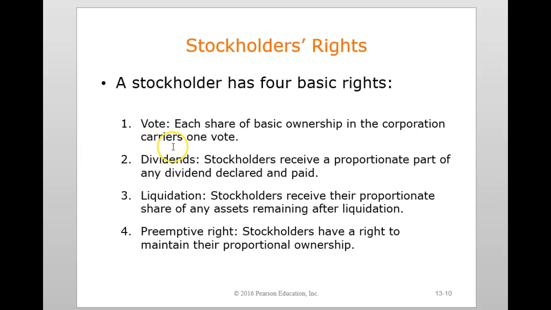Stockholders have rights. They have a right to vote for each share. They have a right to dividends when they're declared and paid. They receive their share of any assets remaining after liquidation of the company. And there's a preemptive right. They have a right to maintain their proportional ownership, which means if there's a dividend or a distribution of stock, you've got to be able to maintain your proportion. If you have 50% at the stock dividend, you should have 50% afterwards. I mean, the proportion of your ownership should be the same or go up. You should never lose your proportional ownership.